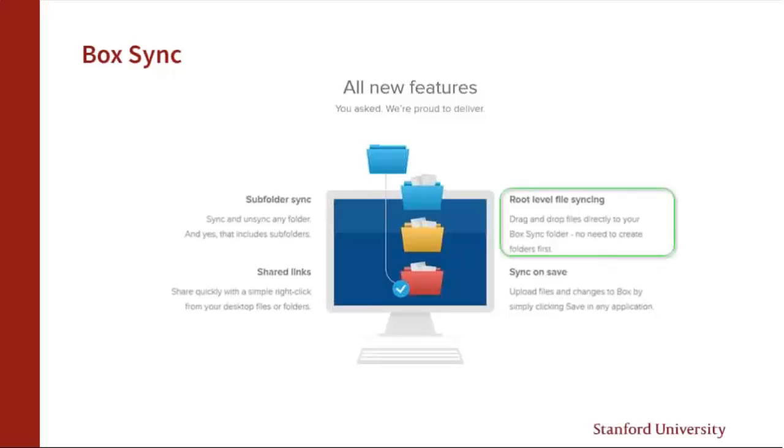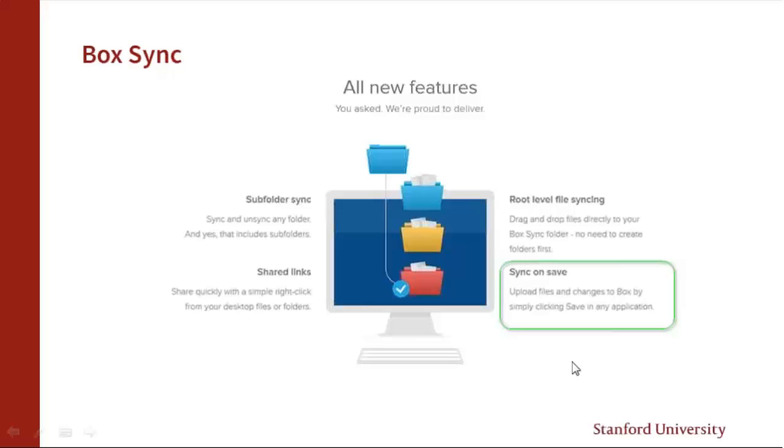Okay, and then here is root level file syncing. What this means is you can create a folder in your Box Sync folder, and it doesn't have to pre-exist in your Box account, and it automatically creates it. That's all that means. Okay, and then sync on save. Basically, if you're using any kind of application on the Box Sync, you save it, it'll automatically save it and upload it. You don't have to do anything else to sync it.